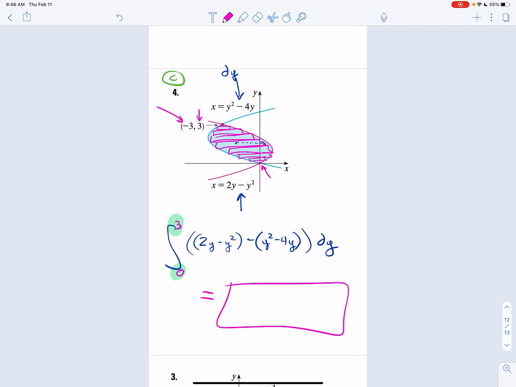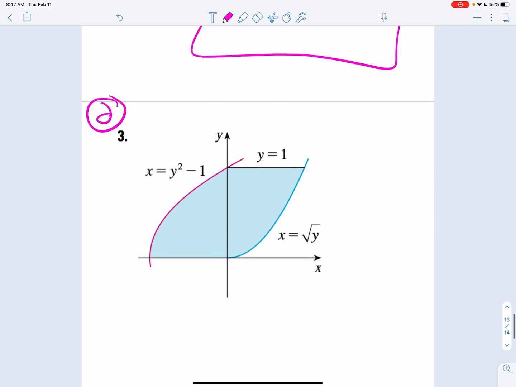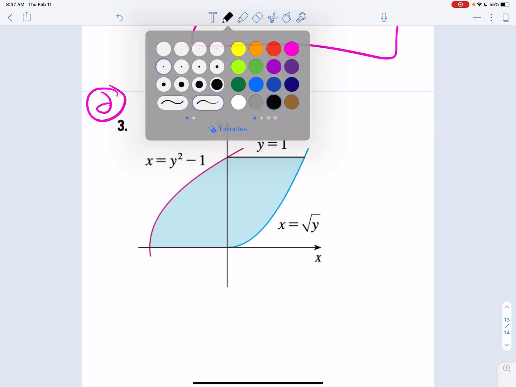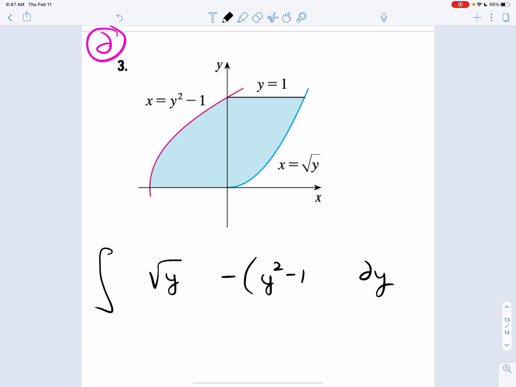All right? Here's the last one for the day, part D. Go ahead and try this one on your own. Press play when you're ready. Just by looking at the equations and knowing that there's a clear right and left instead of a top and bottom, I know I have to integrate with y. Clearly, the right function will be the square root of y minus the left function, which is y squared minus 1. Make sure that you guys are using parentheses when there's more than one term, okay?